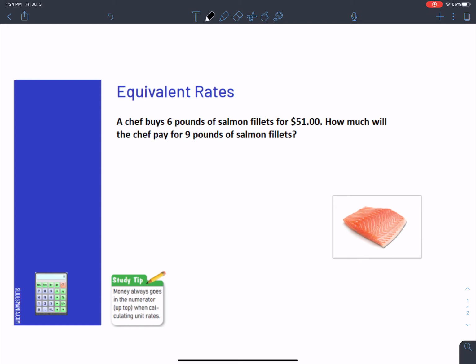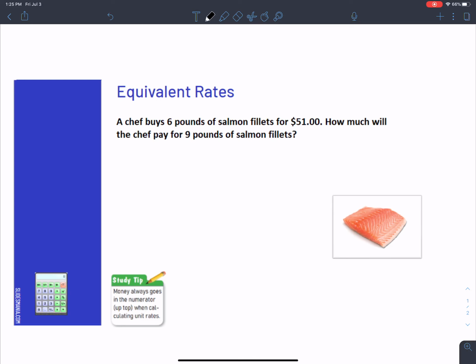So to do these problems, what we basically have to do is first find the unit rate, and then after that, multiply it by whatever we are referring to. So, for example, the question says, how much will the chef pay for 9 pounds? So we figure out how much one salmon fillet costs, and then we can multiply that by 9 to figure out how much the chef would pay. Let's go ahead and do that.